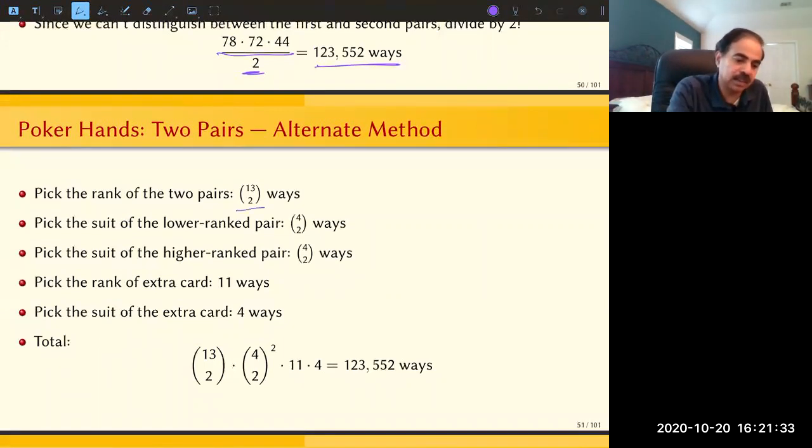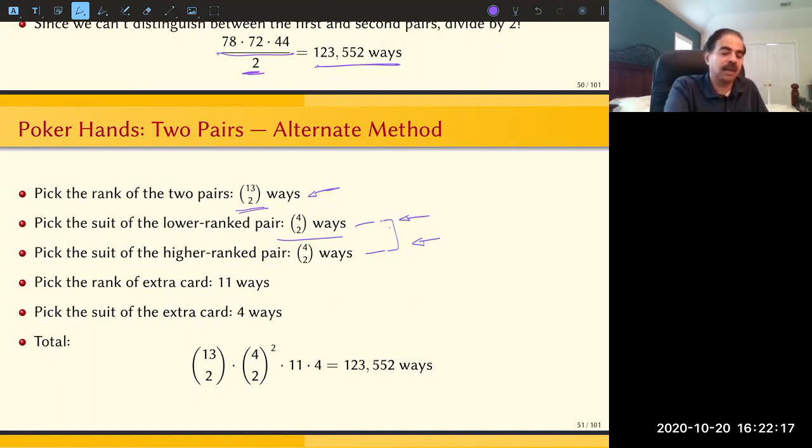suggested was to follow this, which is to first say you pick the rank of the 2 pairs, which can be done in 13 choose 2 ways, right? And then once you pick the rank of the 2 pairs, one of the ranks is going to be lower than the other. So you pick the suit of the lower ranked pair, which is 4 choose 2, and then you pick the suit of the higher ranked pair, and obviously this choice is independent from this choice.